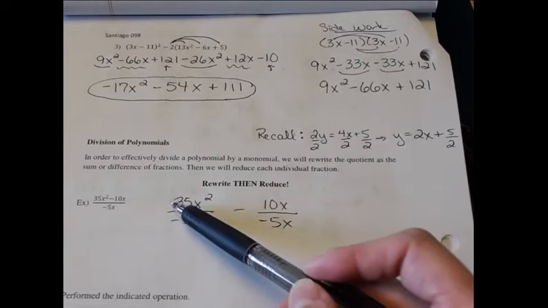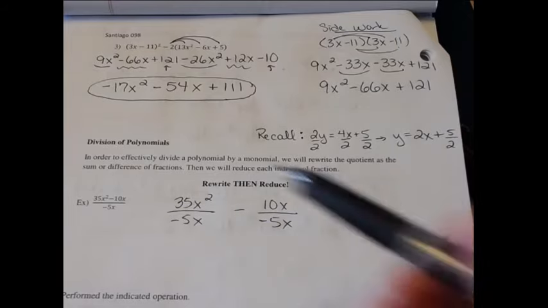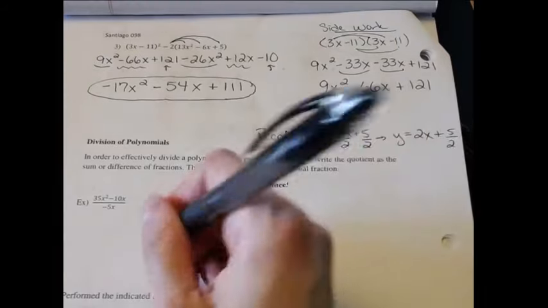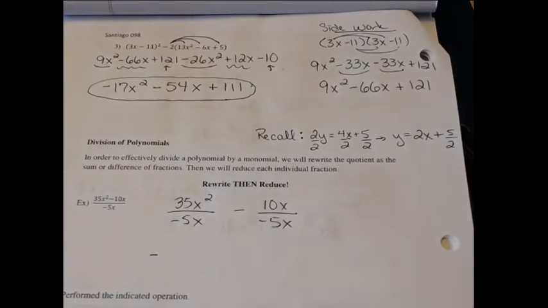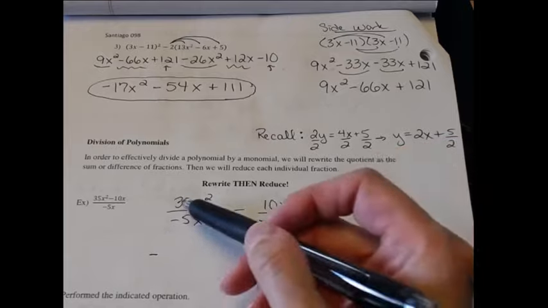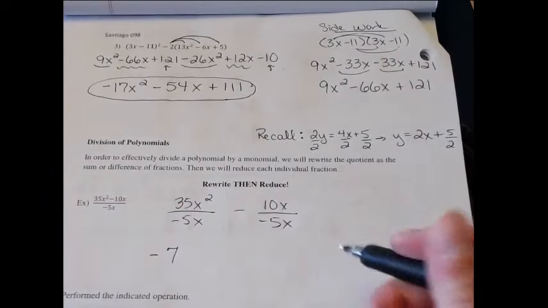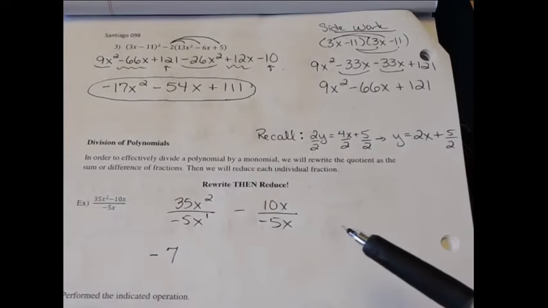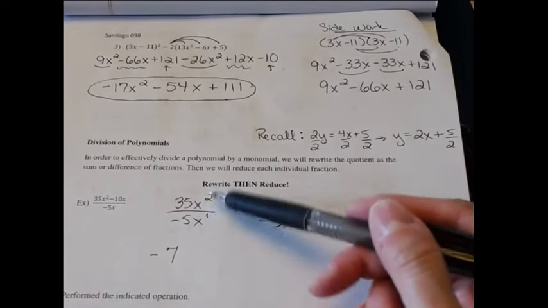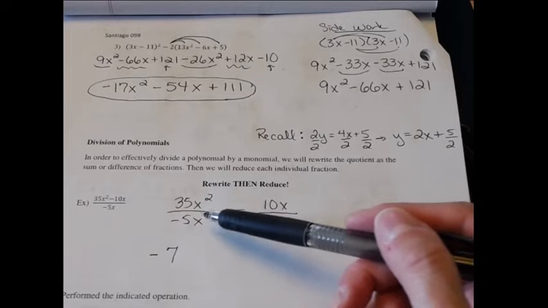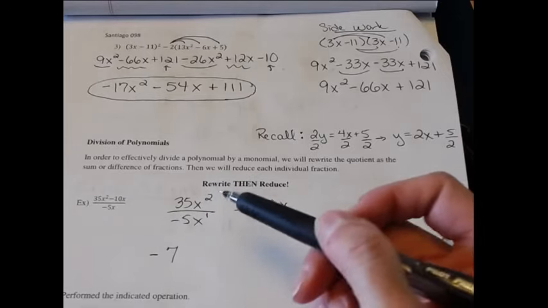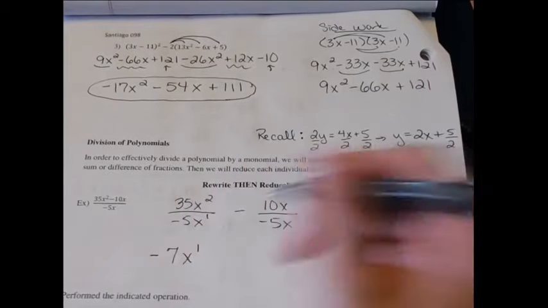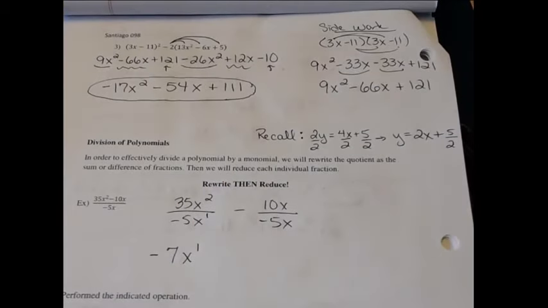Also notice, don't you see it's a positive divided by a negative? So because this is a positive divided by a negative, we know our first term is going to be negative. 5 goes into 35 7 times. And then we have an x squared over an x to the first power, quotient rule. Keep the base, subtract the power. So x to the second power over x to the first leaves us with an x to the first in the numerator. And that takes care of my first term.